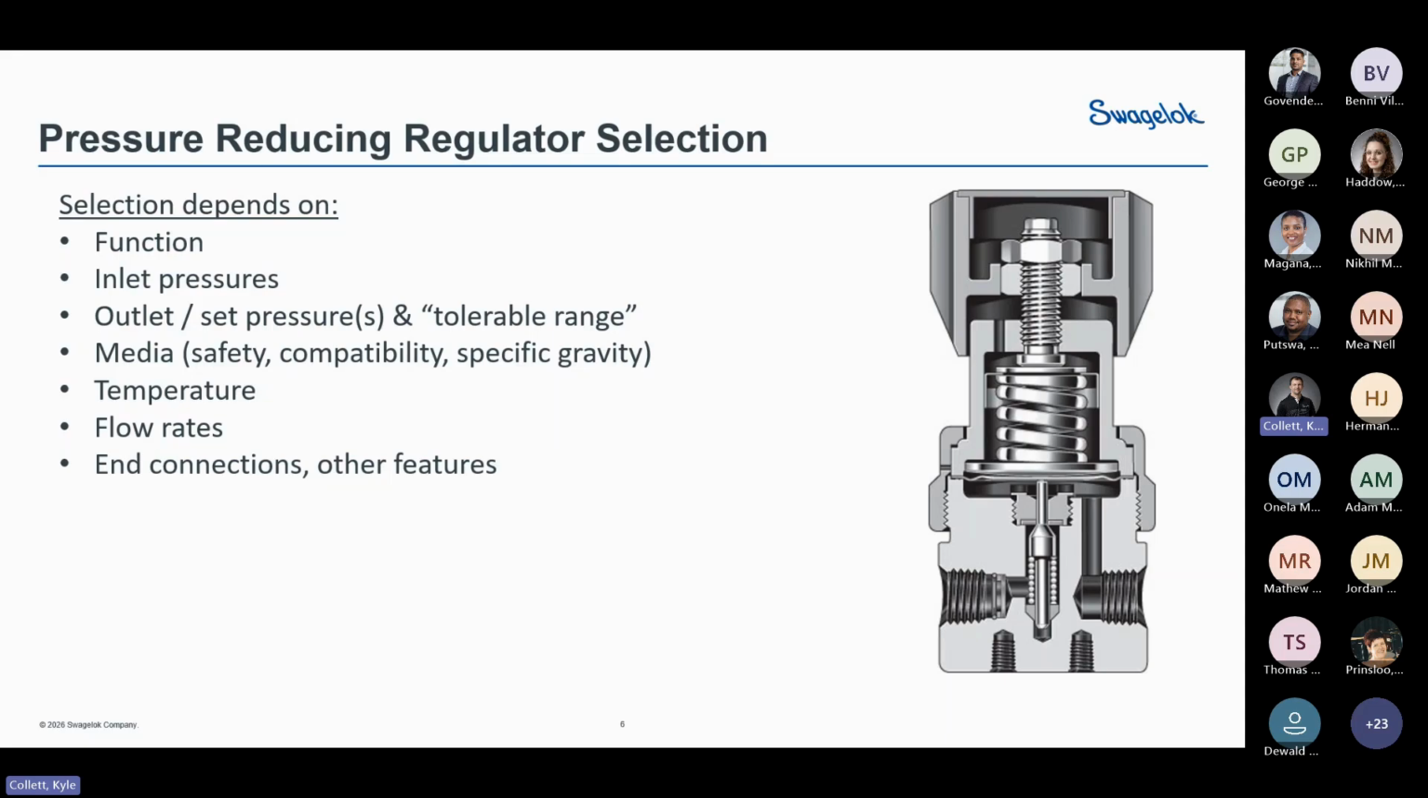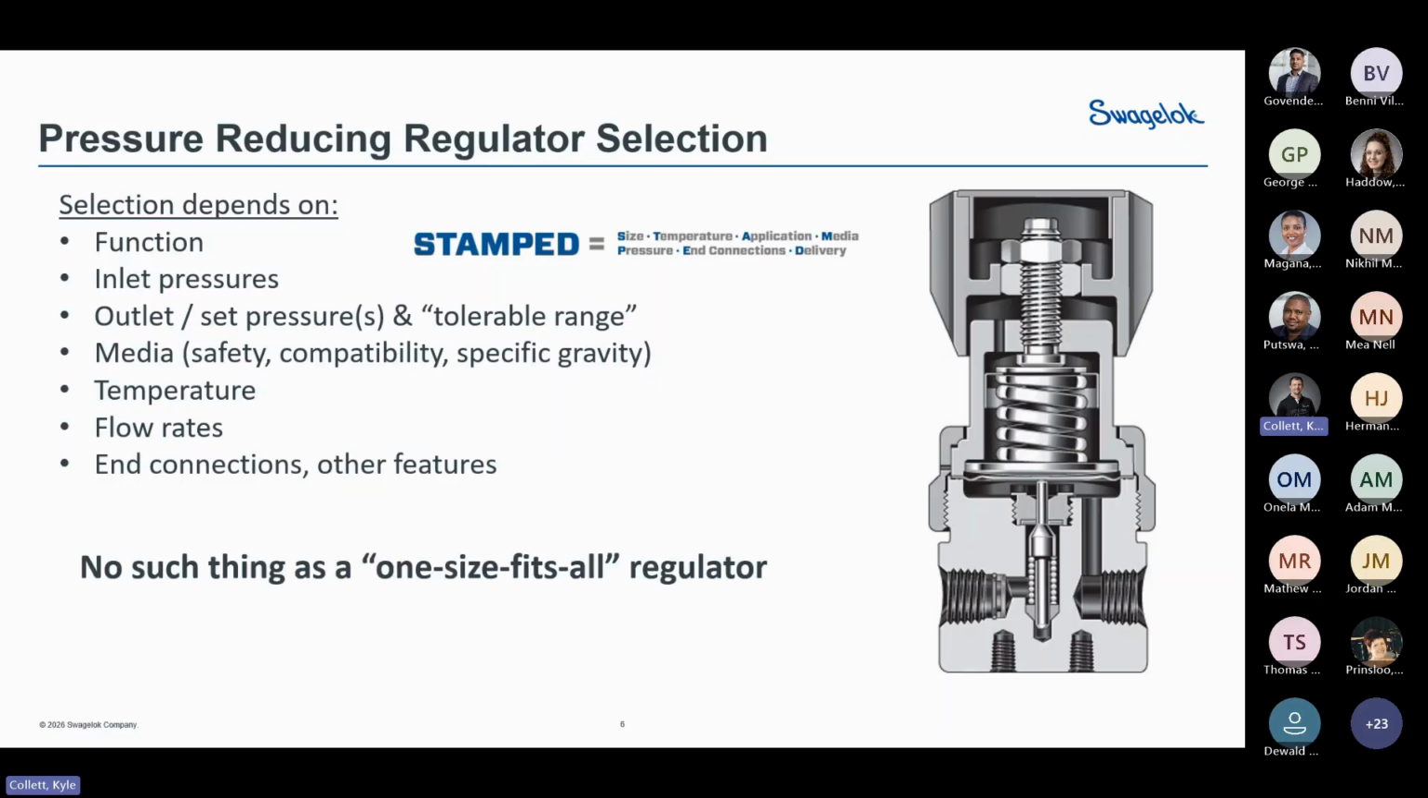And then finally, you would consider your end connections and other features that your regulator might need, such as a captured vent. This may seem like a lot of information to take through, but Swagelok has coined the STAMPED terminology, which is the easy way of remembering what you need to work through when selecting a regulator: size, temperature, the application, the media, the pressure, the type of end connections, and what kind of delivery you would need downstream. One important fact to consider is there is no such thing as a one-size-fits-all regulator. Not all applications are the same. Each application is unique.